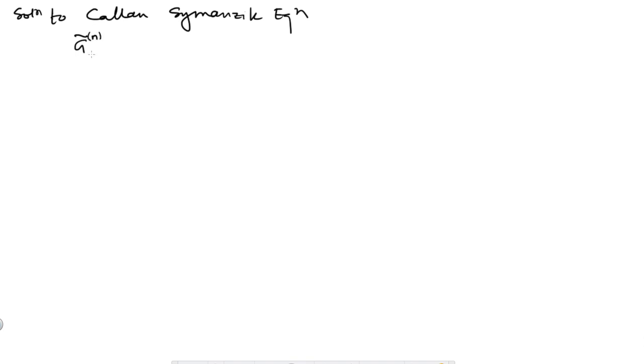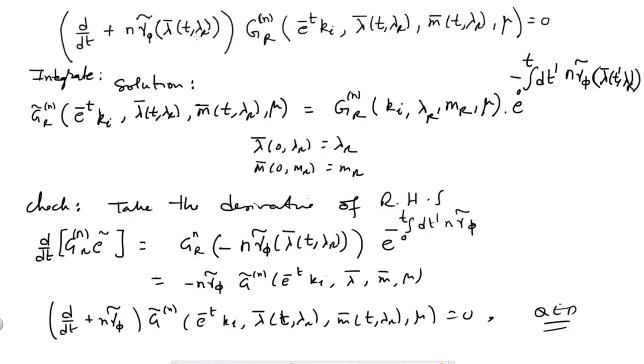So g tilde n r. Remember, these are not bars. These are lambda r, m r, and mu. These are not running couplings. Let me show you again. So here, what you have doesn't involve running coupling or running mass. But the left hand side does. So I will take this exponent on the left hand side, which will become the right hand side now.